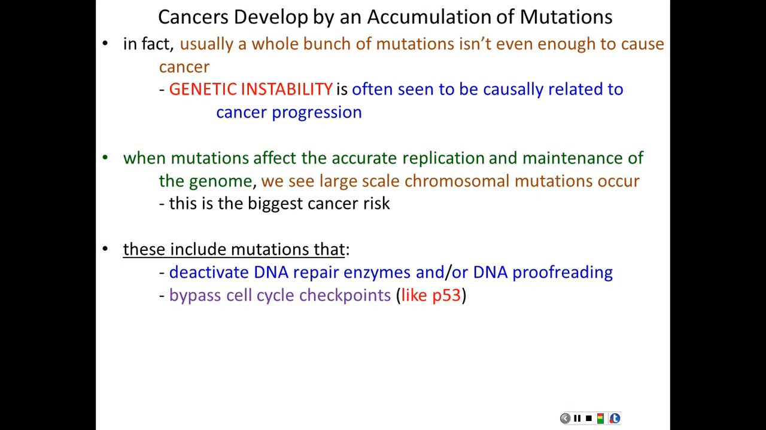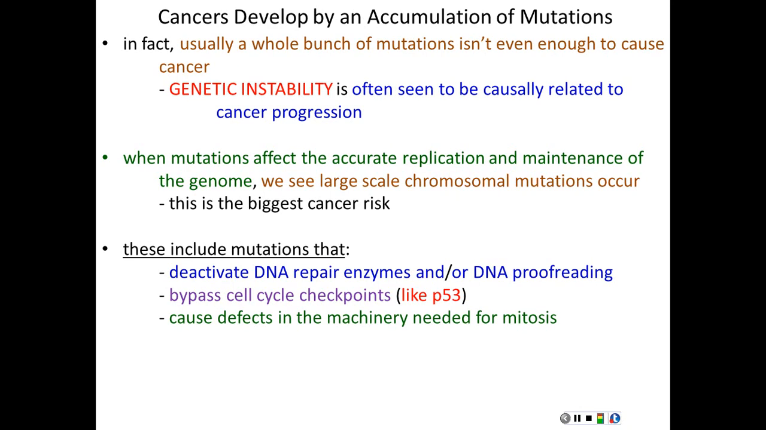Other examples of this, bypassing the cell cycle checkpoints. Remember P53? P53 was the cell cycle checkpoint protein that caused the cell to stop dividing when DNA mutations were sensed. If we have mutations in P53, cells will not arrest in the cell cycle when there are mutations. They will instead continue on dividing and copy those mutations onto the next generation. This increases the error rate. Increasing the error rate is playing more lottery games. That increases your risk of cancer.